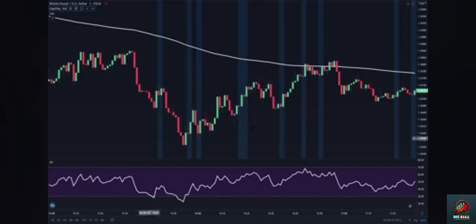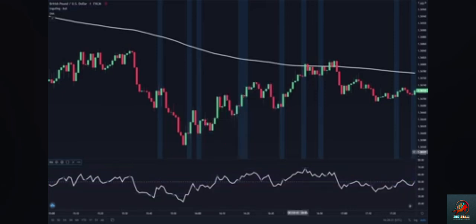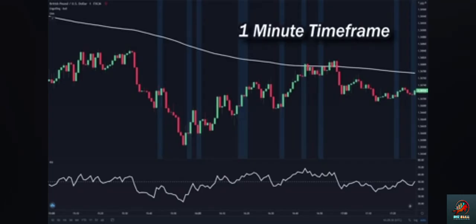Next, for your RSI, you want to set it at 50. So now you have a single line in the middle of the RSI. Next, I'm using the 1-minute time frame.